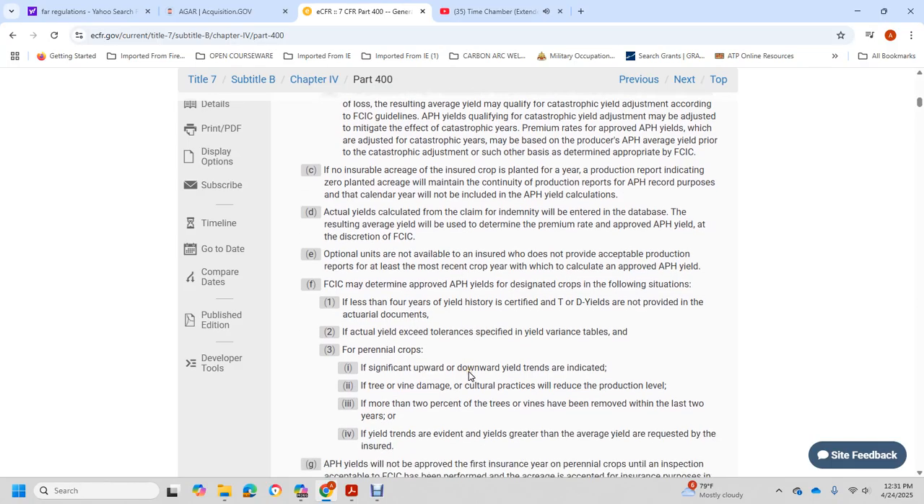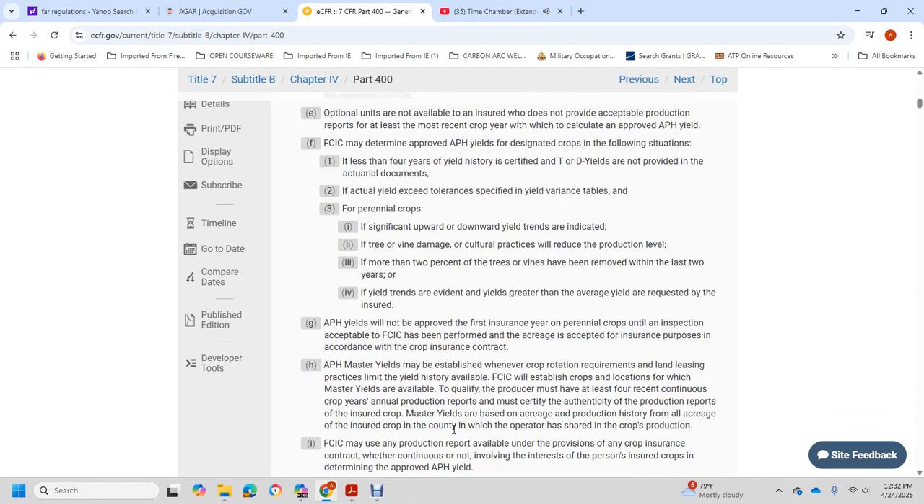For perennial crops, significant upward or downward yield trends are indicative of tree or vine damage or cultural practices that reduce the production level by more than 2%, or where trees or vines have been removed within at least 2 of the years, or where the yield trends are evident, with the average yield graded on the request of the insured in the application.